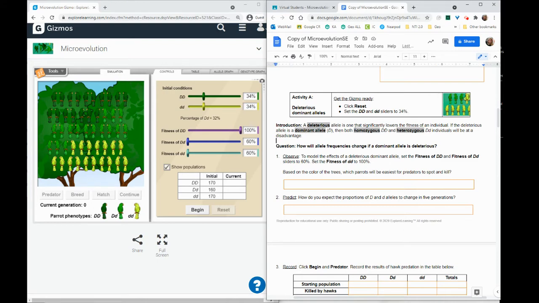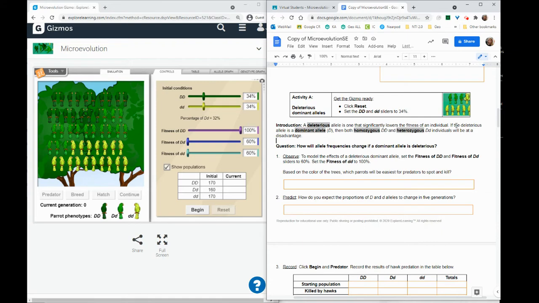A deleterious allele is one that significantly lowers the fitness of an individual. So deleterious means that it's bad. It's bad for you. So the sickle cell allele, for individuals with sickle cell anemia, it is a negative. Okay, that one is complicated in the sense that having one copy of it is beneficial, but having two copies of it is definitely negative.